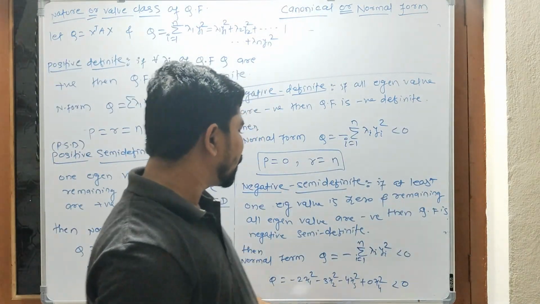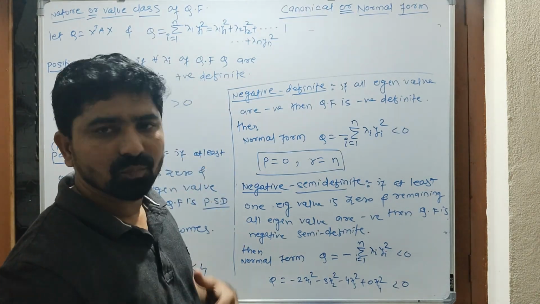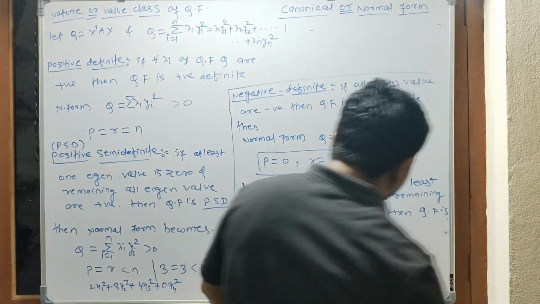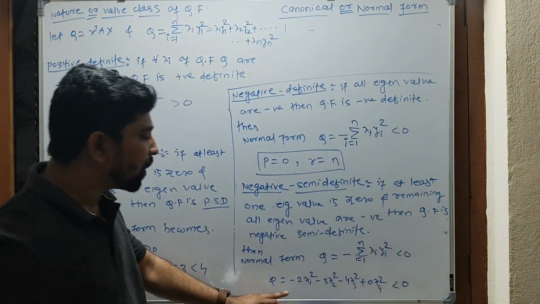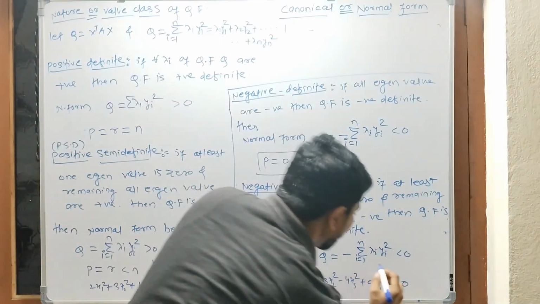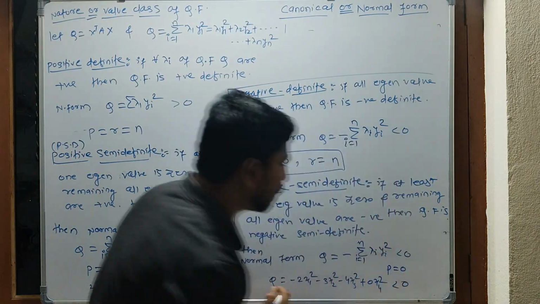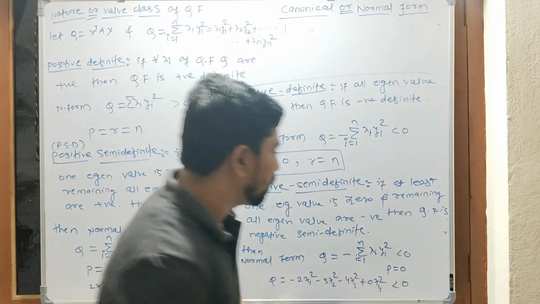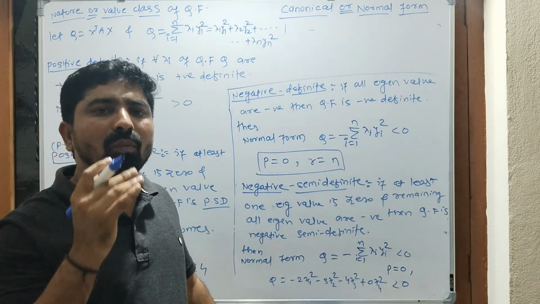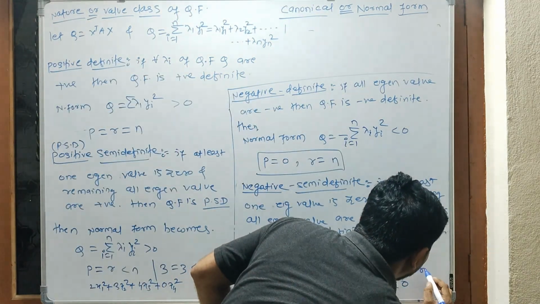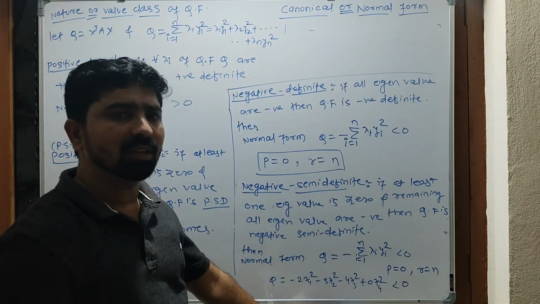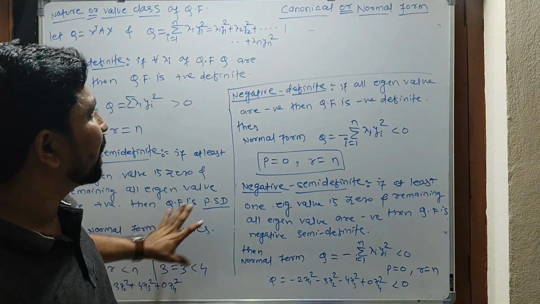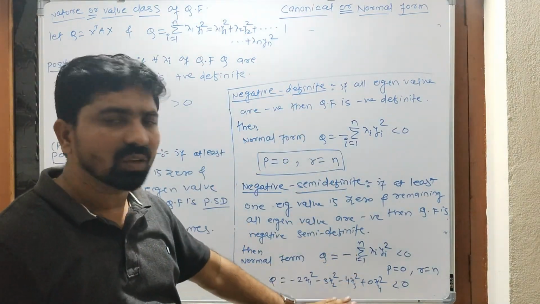So here what is the relation between q, p, r, p and n? Here p is the number of positive terms. So the number of positive terms in this is 0, so p equal to 0. P is the number of positive terms, or we can say the number of positive eigenvalues. So all are 0. And r equals the number of non-zero eigenvalues. The same relation holds here also. So this is positive definite, positive semi definite, negative definite, and this is negative semi definite.